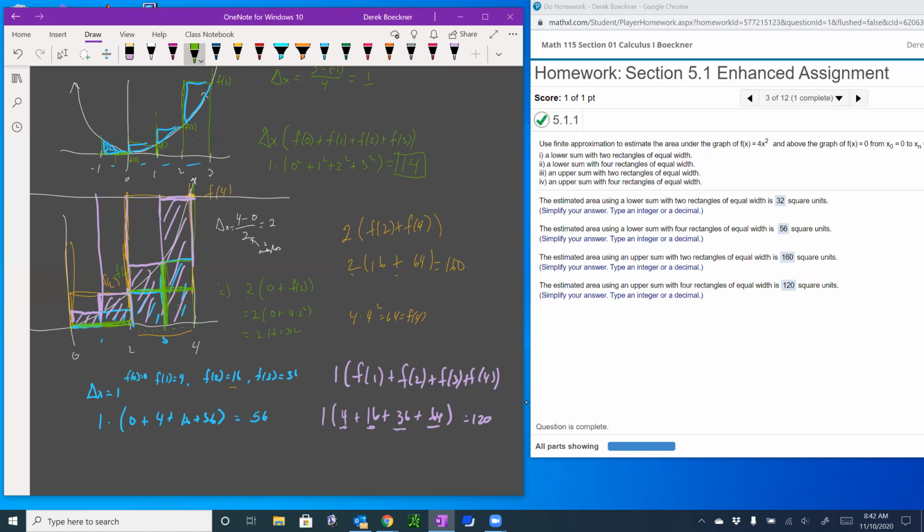Still an underestimation for the entire curve, but it's a bigger underestimation because I added more rectangles. Conversely, 160 was way overestimating, right? The orange rectangles were way overestimating.